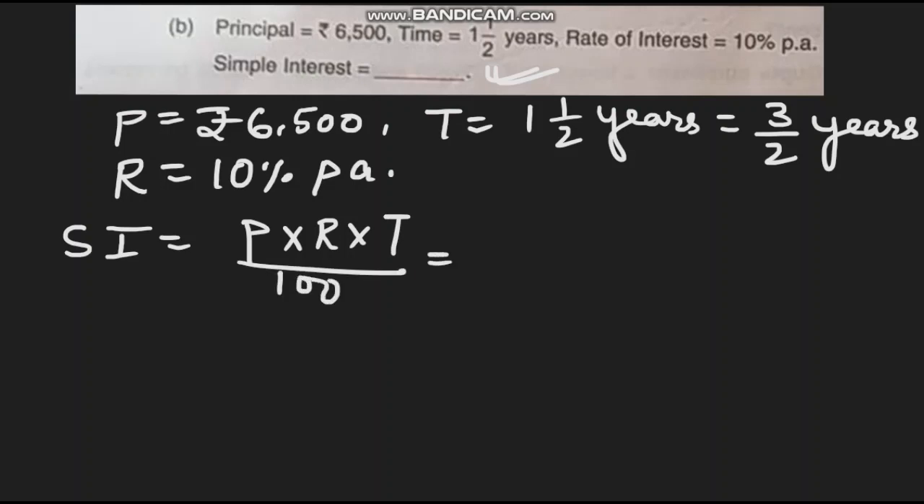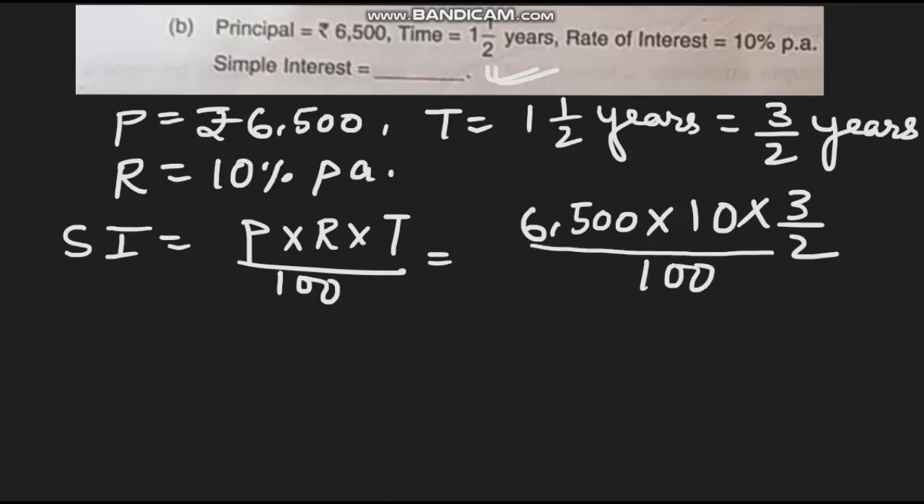So this means just put the values of P, R and T, then see what happens. See, P is equal to 6,500 multiplied by your R, which is 10% per annum, so into 10, into your T, which is 3 by 2, divided by 100. See children, one 0 from here will get cancelled with one 0 from the numerator. Again this one 0 will get cancelled with one 0 in the numerator. You are left with 650 into 3 divided by 2.